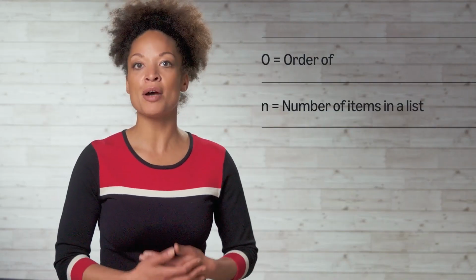The time required for a linear search increases directly with the length of the list, as indicated by the formula O of n. The O means order of, and the n tells you how many items are in the list. For example, if the list contains 10 items, it might take up to 10 comparisons to find the desired item. Similarly, with 1,000 items, the search could take as many as 1,000 comparisons.